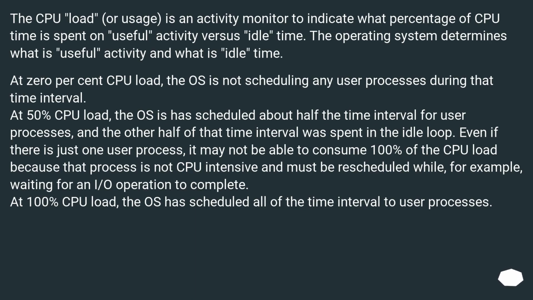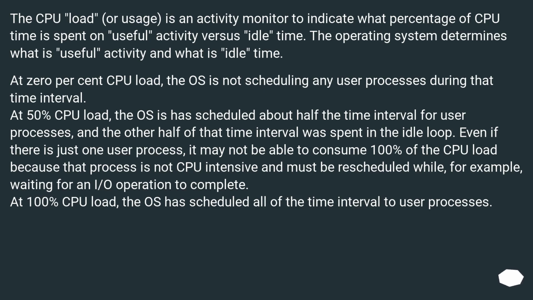The CPU load, or usage, is an activity monitor to indicate what percentage of CPU time is spent on useful activity versus idle time. The operating system determines what is useful activity and what is idle time. At 0% CPU load, the OS is not scheduling any user processes during that time interval. At 50% CPU load, the OS has scheduled about half the time interval for user processes, and the other half of that time interval was spent in the idle loop.